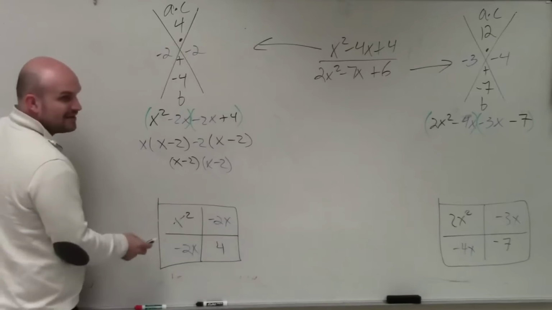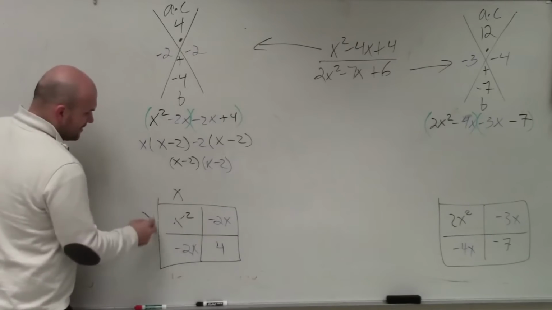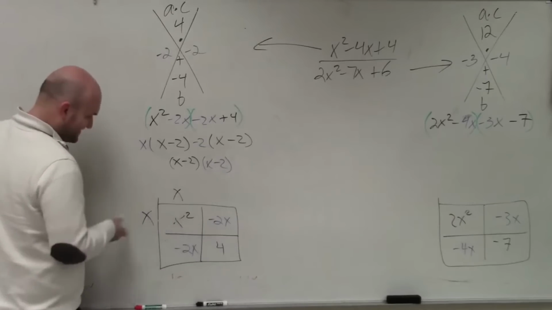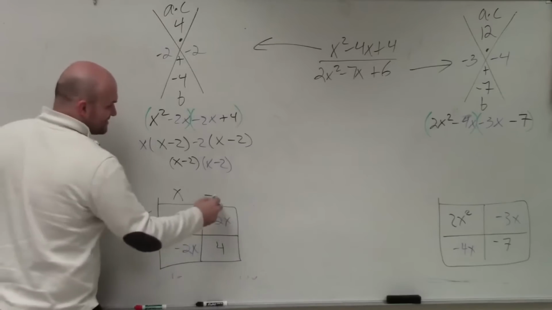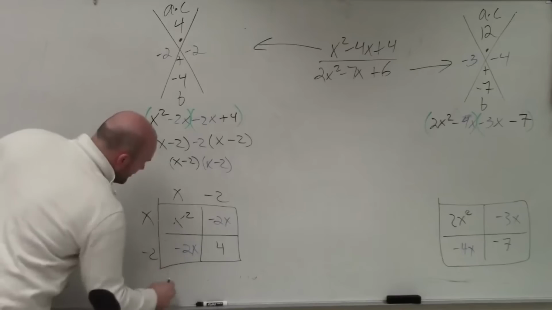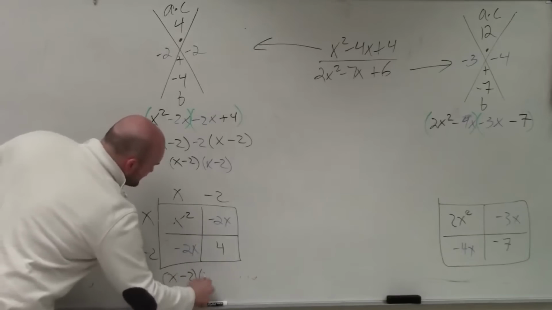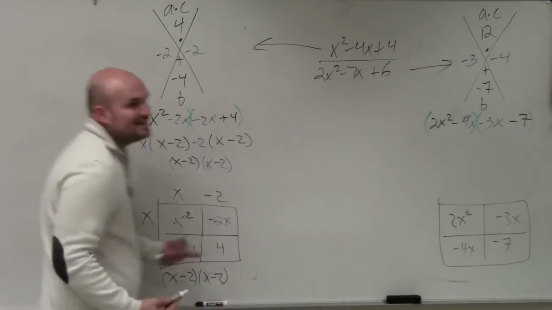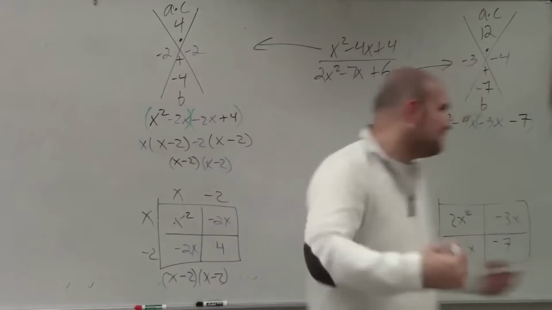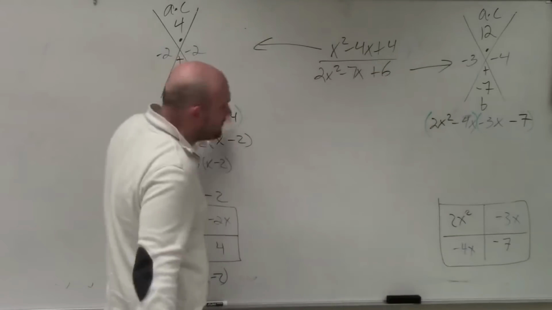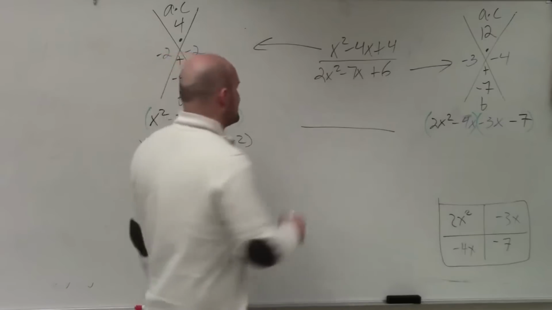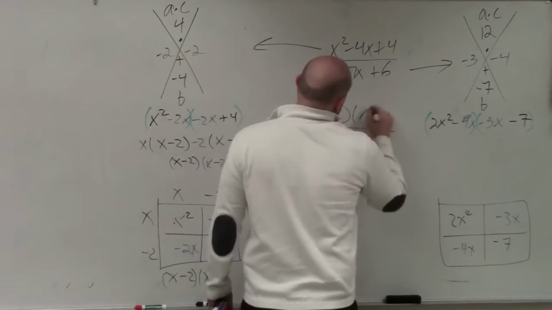What two numbers multiply to give you x times x? X and x. What two numbers give you x squared? Thank you, everybody. X times what gives you negative 2x? Negative 2. So x minus 2 times x minus 2, which is again the same thing, right? But what I'm trying to show you guys is by using the box, it doesn't matter if you use the box or this, you're still going to get the same answer. So what is x squared minus 4x plus 4 factored? x minus 2 times x minus 2.